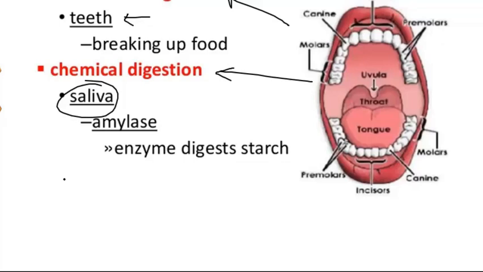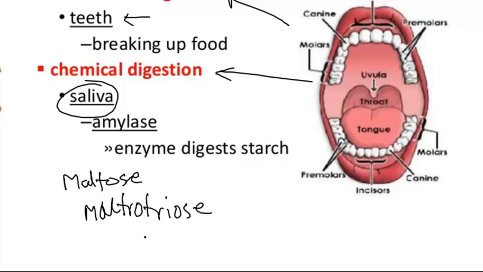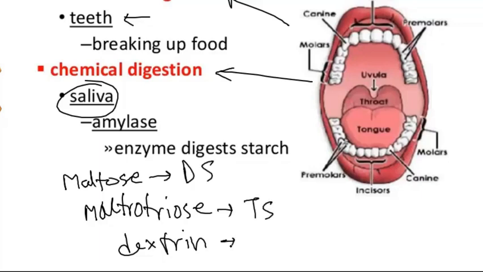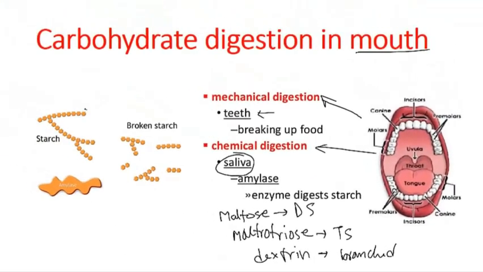It can break the starch into maltose and maltotriose and some amount of dextrin. So maltose is normally a disaccharide, maltotriose is a trisaccharide, and dextrin is a kind of branched fragment that is generated. As you see, starch is a hugely branched molecule. It's been broken into all these smaller fragments there.